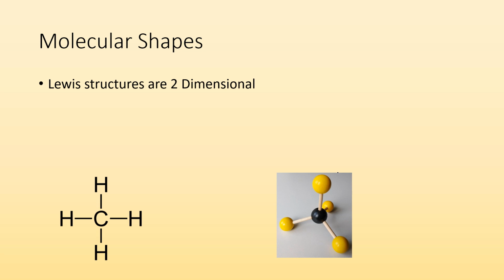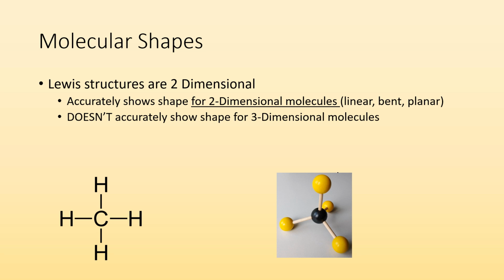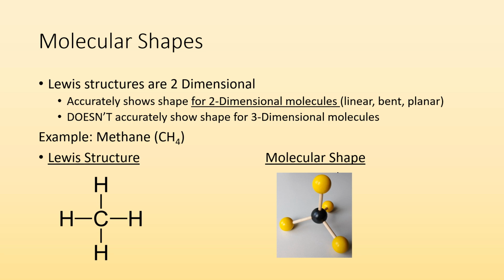Molecular shapes. The Lewis structures are two-dimensional representations of these molecules. Now, if we have a two-dimensional molecule, like if it's linear, bent, or some sort of planar, the Lewis structure can accurately show the structure of the molecule. But it doesn't accurately show shapes for three-dimensional molecules. An example here is methane, CH4. You can see the Lewis structure looks almost like a plus sign, but the molecular shape has three dimensions to it. So the Lewis structure doesn't accurately show you the true shape of the molecule.